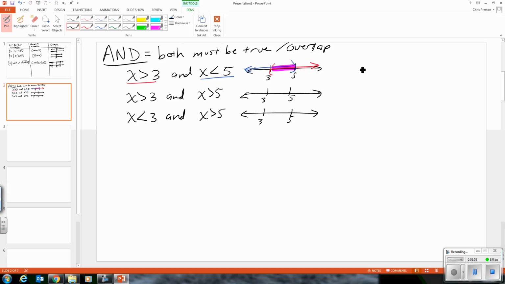So this way of writing this answer is 3 is less than x, which is less than 5. x is between 3 and 5, physically between those.